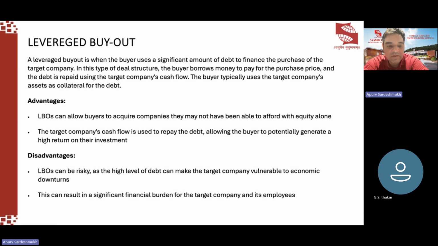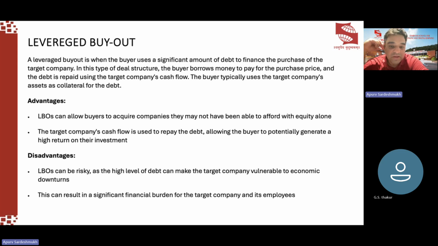Advantages: a leveraged buyout can allow buyers to acquire companies. If you cannot afford a company, you can buy it with the help of a loan. The target company's cash flow is used to repay the debt, allowing the buyer to potentially generate a high return. So, you have cash flows, you repay the debt, and then there's a high return on the investment.